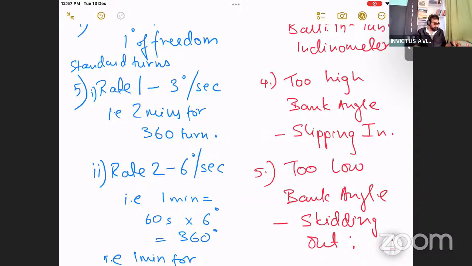So just have one doubt. Can you explain that point which tells that it has only one gimbal and has 1 degree of freedom?